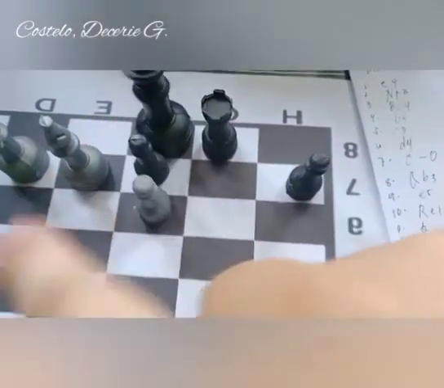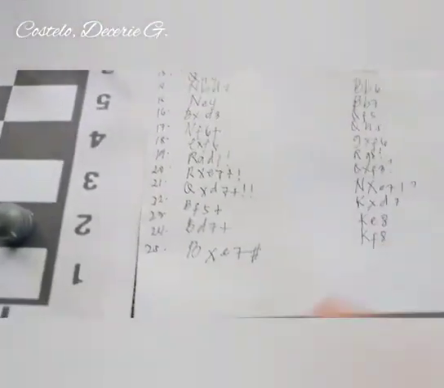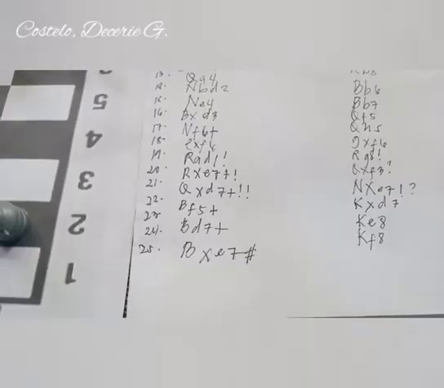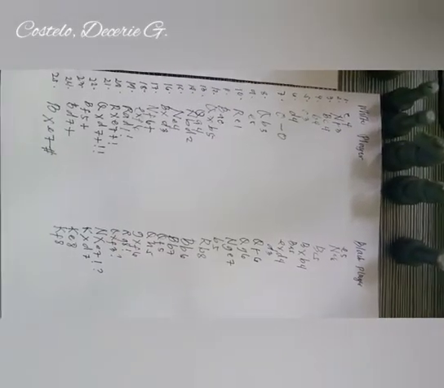So this game is a checkmate for the bishop. Check the king. And this is our notation.